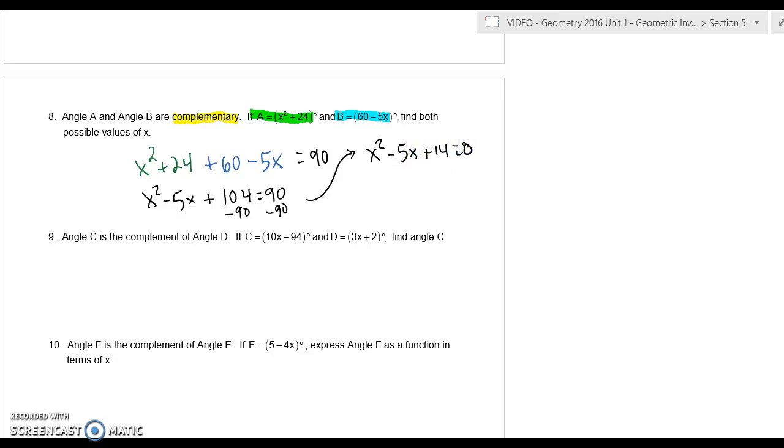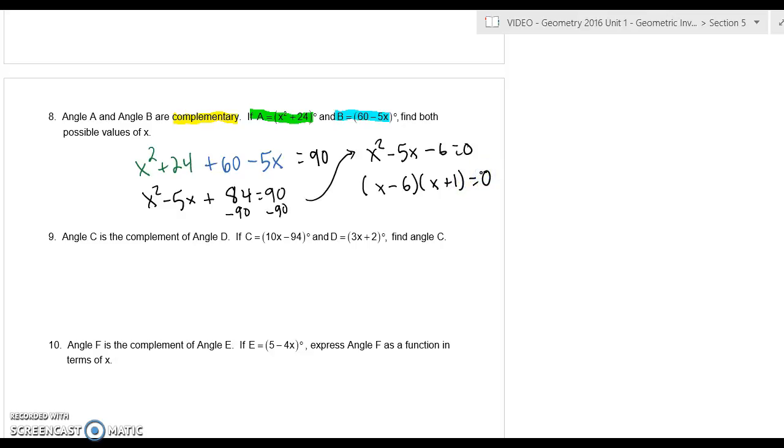Now I can factor it and solve. So I'm looking for two numbers that multiply to 14, but add up to negative 5. And I realize I just made a little calculation error here. 24 plus 60 apparently is not 104. It's actually 84. So let's try that again. So when I subtract 90 from 84, I'll end up getting negative 6. Okay, that works out a little bit better. So two numbers that multiply to negative 6 but add up to negative 5 would be negative 6 and 1.